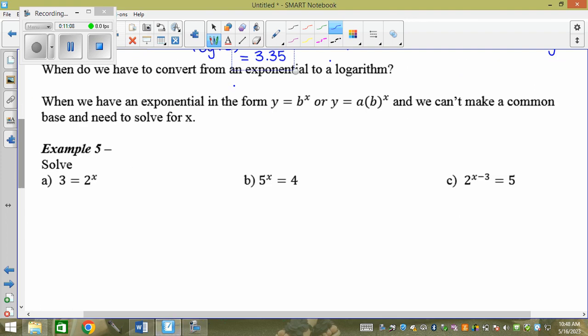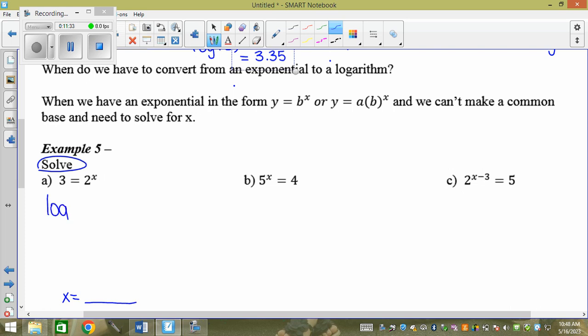So how do I know I need to convert to a log? Can 3 and 2 be made to be the same base? No. How do I get an x to come down? Because solve means I need ultimately x equals something. Variable equals number. That's what I want. We agree? Every time I say solve, I need to get this x to come down. The only way I can do that is to convert to a log. So let's try it out.